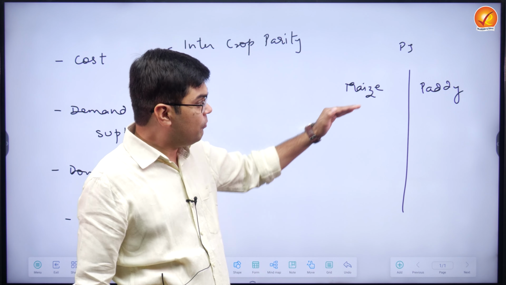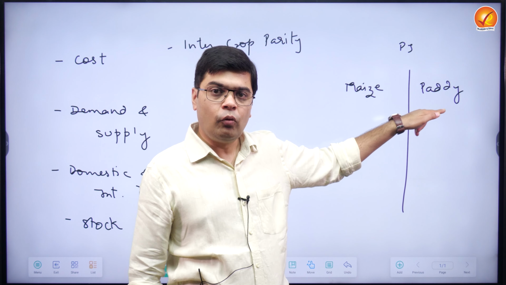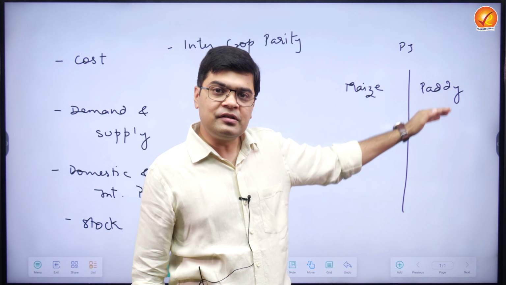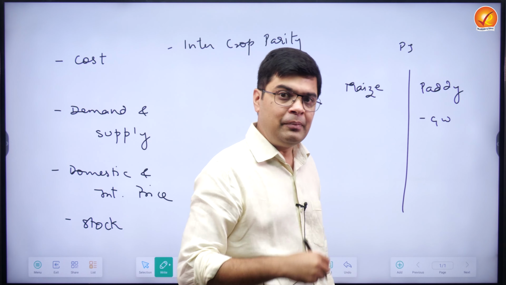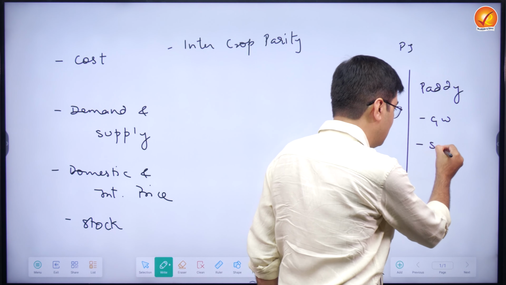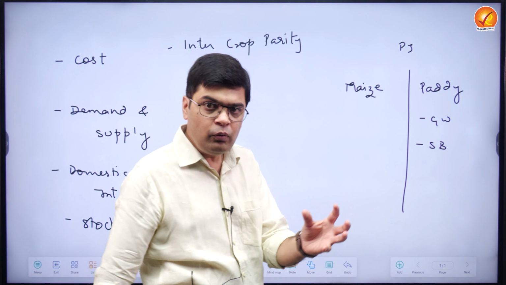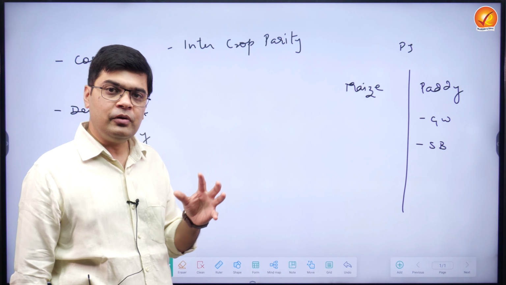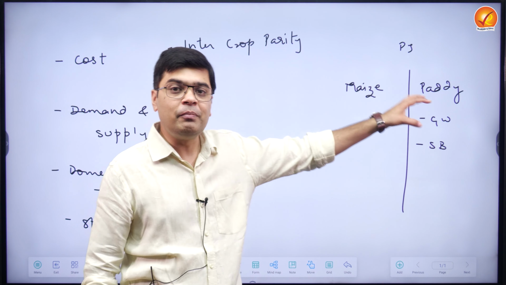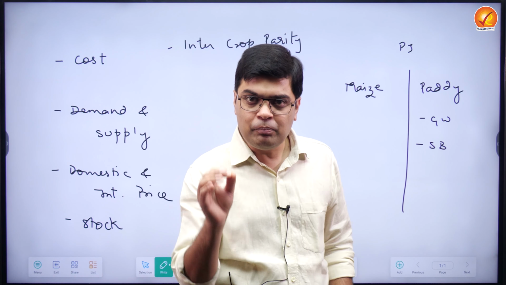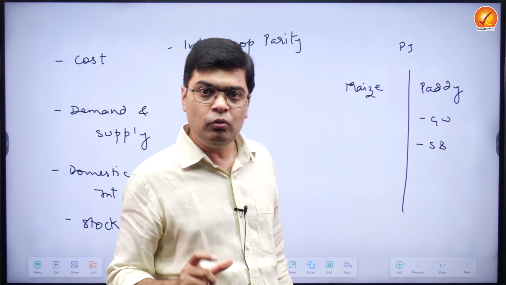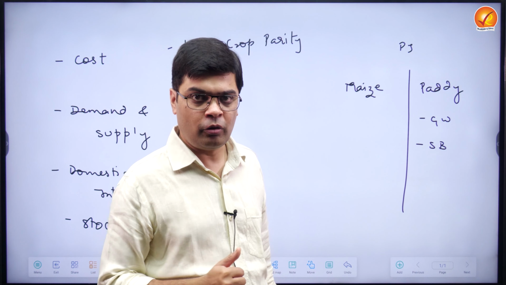If I'm going to cultivate paddy in Punjab, then paddy is a water guzzling crop. It will lead to problems of groundwater depletion. It may lead to the problem of stubble burning. So government would want more and more farmers to cultivate maize instead of paddy. So government is going to use this MSP policy as a tool to promote the diversification of crops.